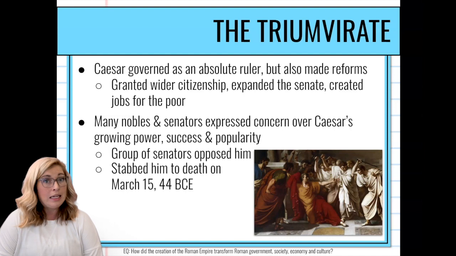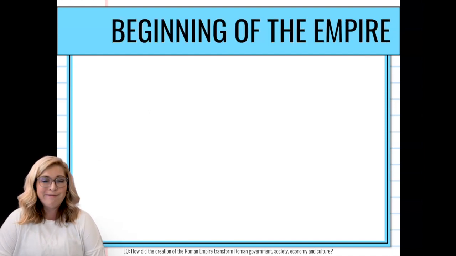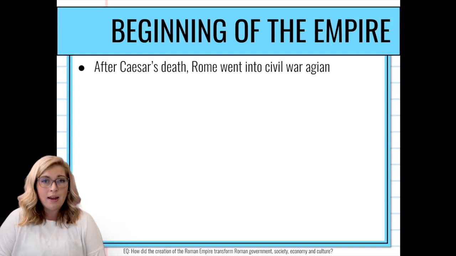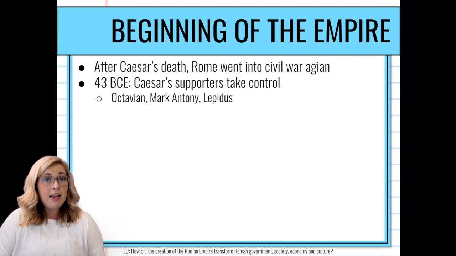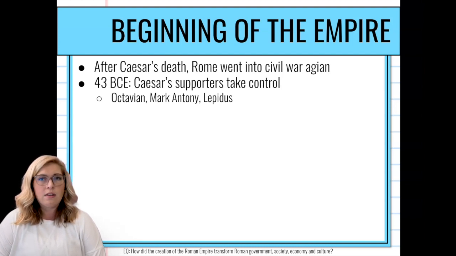So Caesar, he's done. This launches Rome into yet another civil war. So we have to find, again, a way to rein it in. And enter now, we have 43 BCE. Some of his supporters take control. 3 people, again, take control. So we have Octavian, Mark Antony, and Lepidus. Octavian was actually Caesar's great nephew, I think. I'm pretty sure it was great nephew. So he's kind of like in the family line. And then the 2 others lumped in.